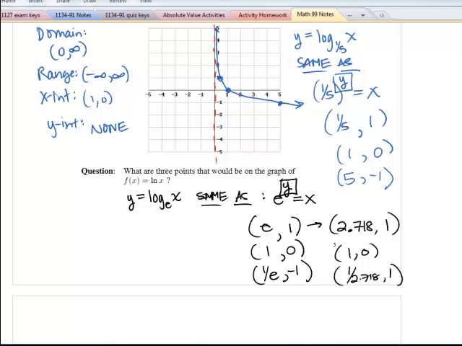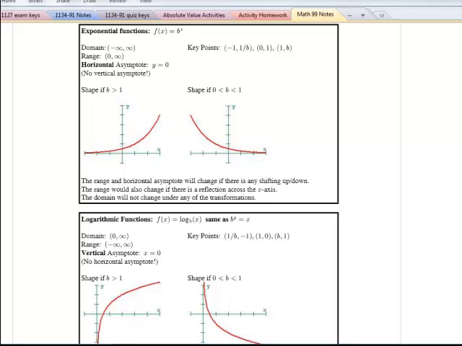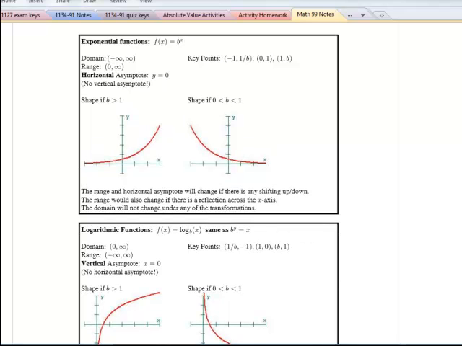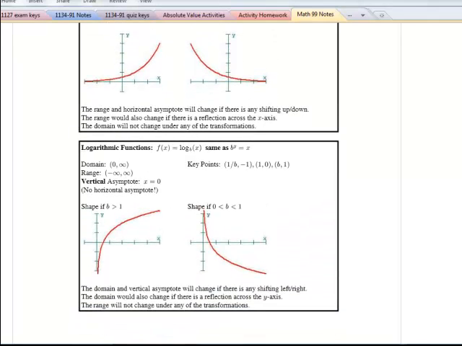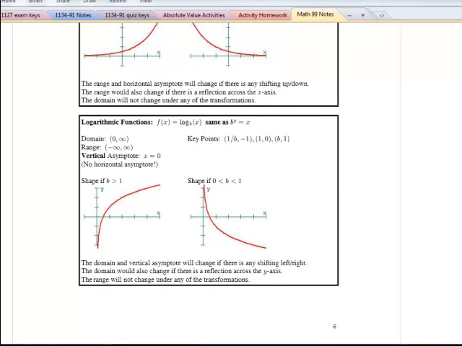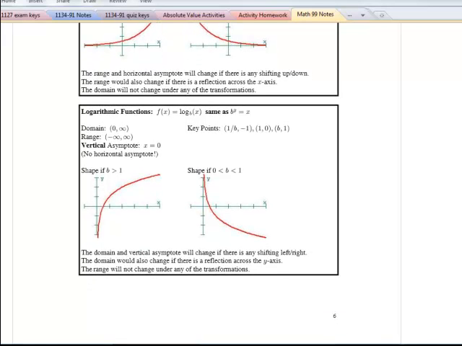All right. Then lastly here, I just have a summary of what exponential functions should look like, what key points to keep track of, and also what logarithmic functions look like, and the key points to keep track of. So you can look over that, but it's nothing that we didn't already discuss.